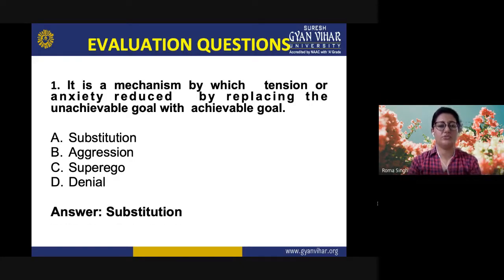So in substitution, we try to replace the unachievable goal, which we are not able to achieve, with what we can achieve. For example, we discussed a person who is not able to become a national level cricket player, and he substitutes it with an achievable goal in the way that he becomes a coach for such students who go to play at national level. So this is how substitution is done. This is a positive defense mechanism.